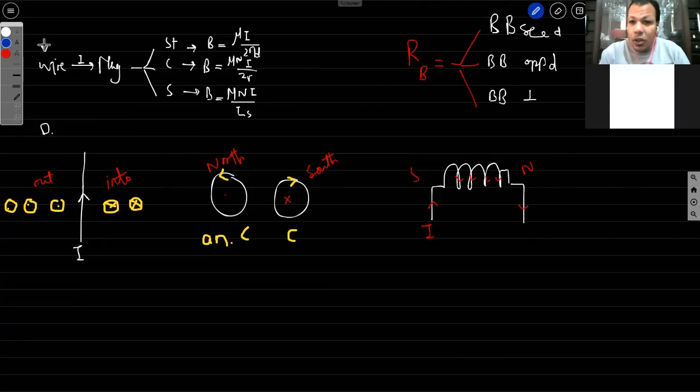In case we have two B's in the same direction, we will make the summation between them, so resultant B will equal B1 plus B2. While in case they are opposite to each other, we will make the subtraction, and resultant B will equal B1 minus B2 or B2 minus B1 according to the value. While if they are perpendicular, we will take the hypotenuse of Pythagoras, so resultant B will equal the square root of B1 squared plus B2 squared.